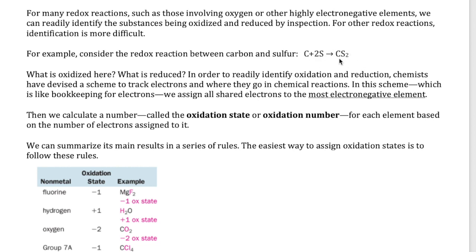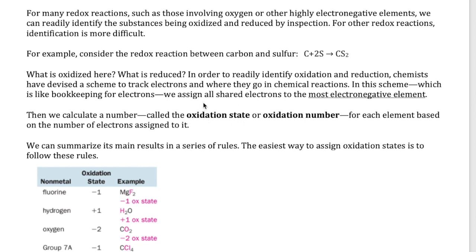CS2 is a covalent compound, so the electrons are being shared here. It's not quite clear, going from the element carbon to the carbon bonded with the sulfur, whether the carbon has lost or gained electrons, because in a covalent compound those electrons are shared between carbon and sulfur. As a result of this difficulty of identifying what species is being reduced or oxidized, we have developed a way to account for those electrons, and that method is called the oxidation state or oxidation number method.